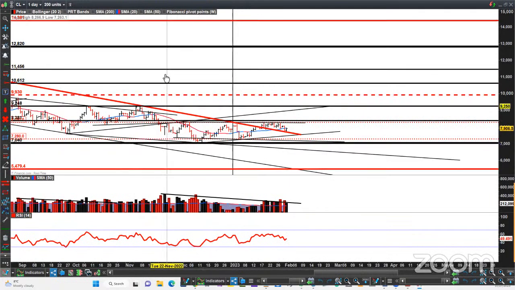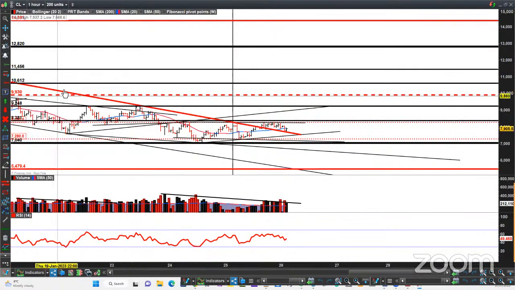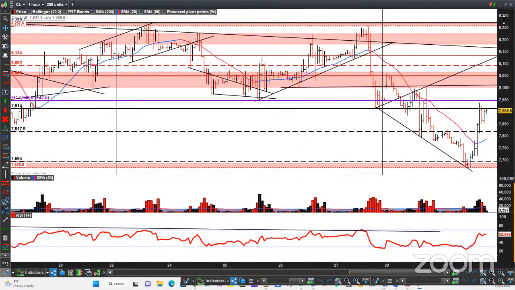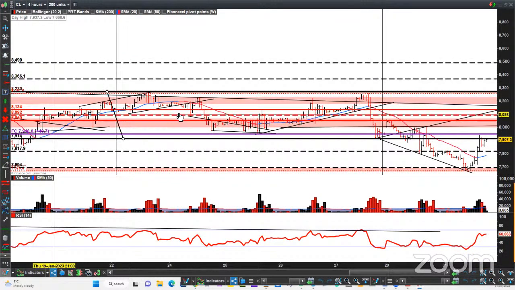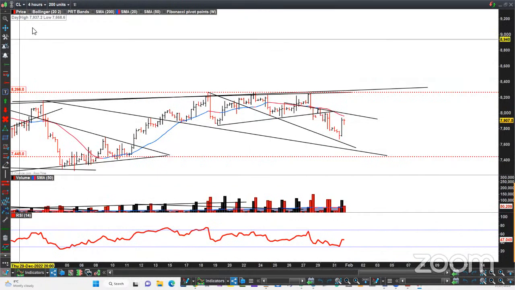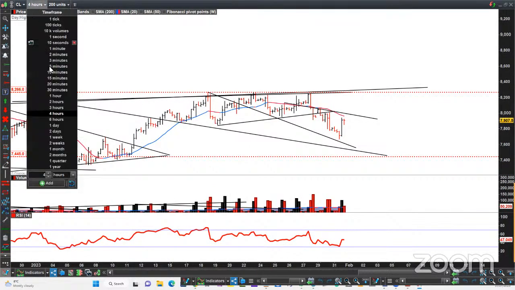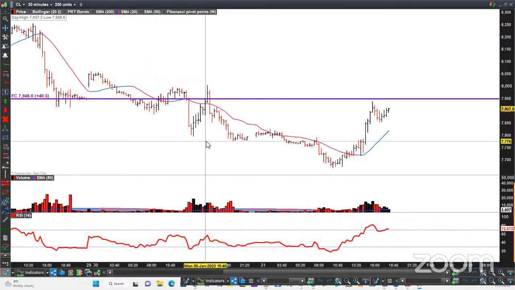Now, all of these timeframes are set up in a very particular way. If you look at my hourly, you'll see how the hourly chart is set up. If you look at my 4-hourly, you can see how my 4-hourly chart is set up. So all of these charts have very specific chart patterns and very specific levels that I'm looking at.